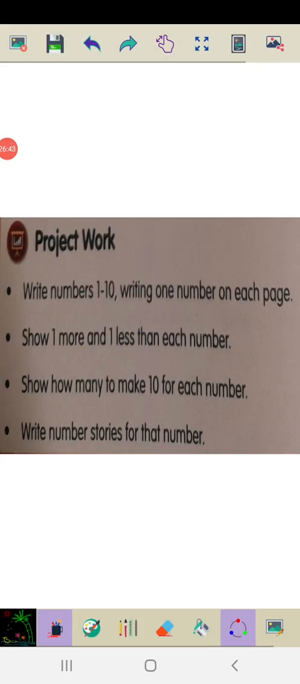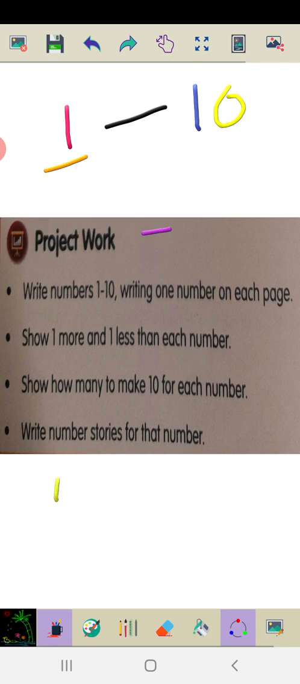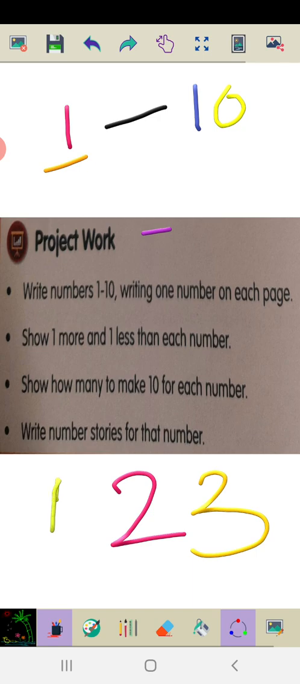Now we have a project. This is the project for you. So read this project. What do you need to do? Write numbers 1 to 10, writing one number on each page. On the first page 1, on another page 2, and on another page number 3, like that. You write one number on each page.